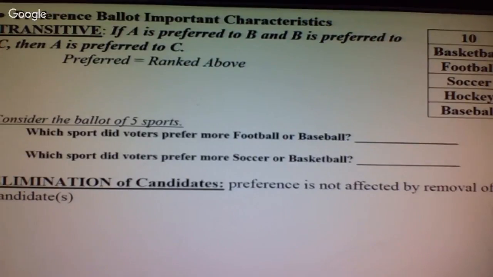Consider the ballot of 5 sports. Which sport did voters prefer more, football or baseball? Football. Football comes in second, baseball comes in last. Which did they prefer more, soccer or basketball? Basketball.